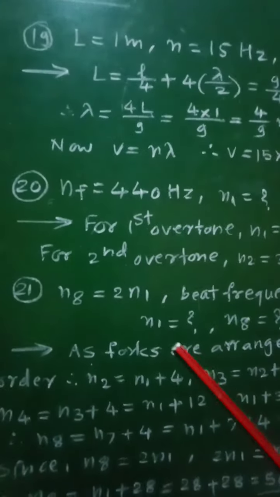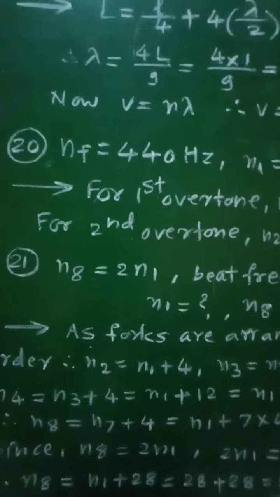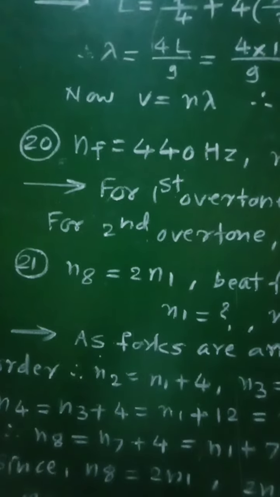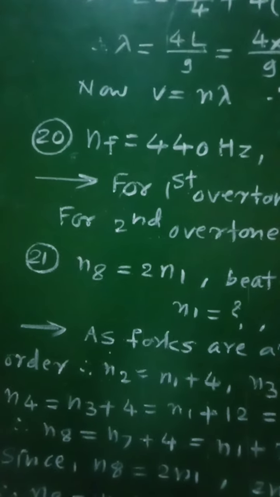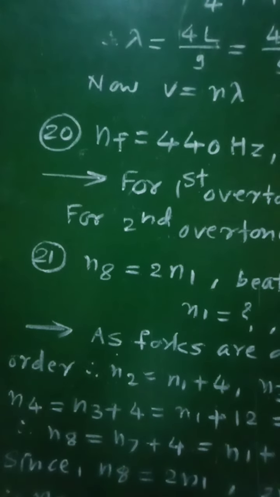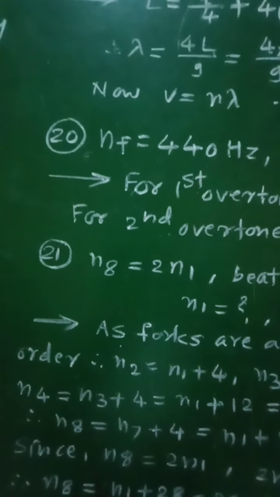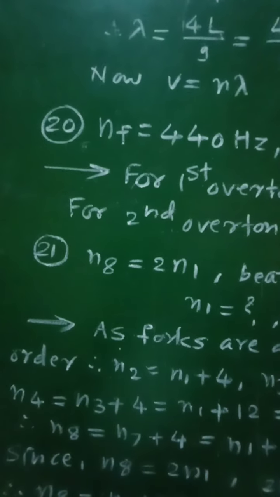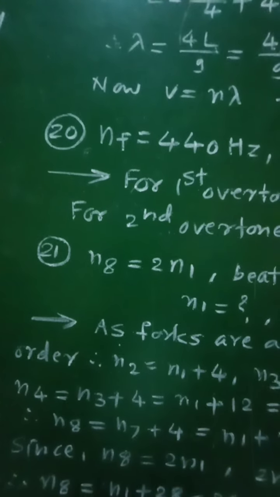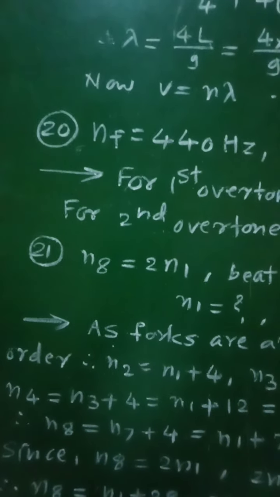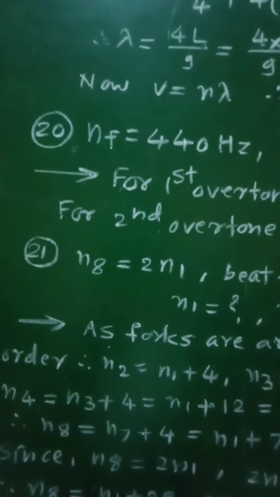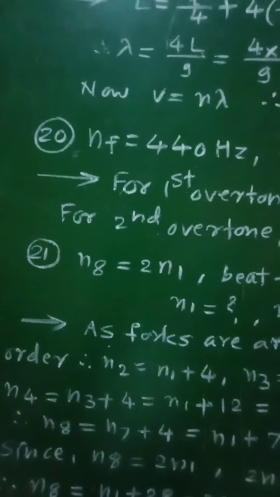Now let us go for next numerical, that is numerical number 21, which is stated as a set of 8 tuning forks is arranged in a series of increasing order of their frequencies. Each fork gives 4 beats per second with the next one, and the frequency of the last fork is twice that of the frequency of first. Then calculate the frequencies of the first and last tuning fork.